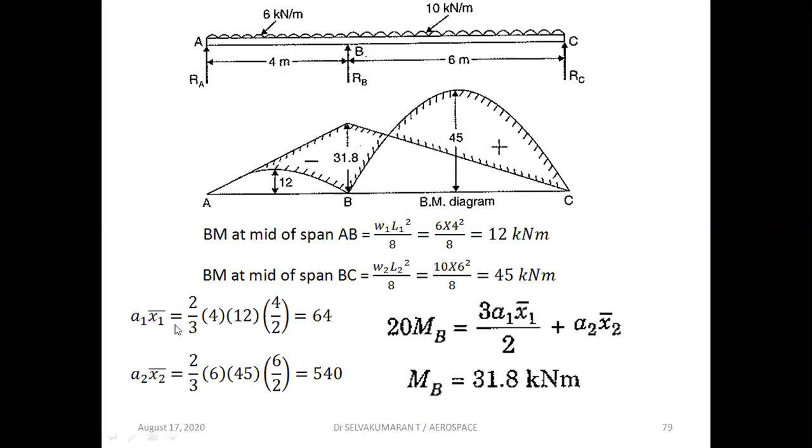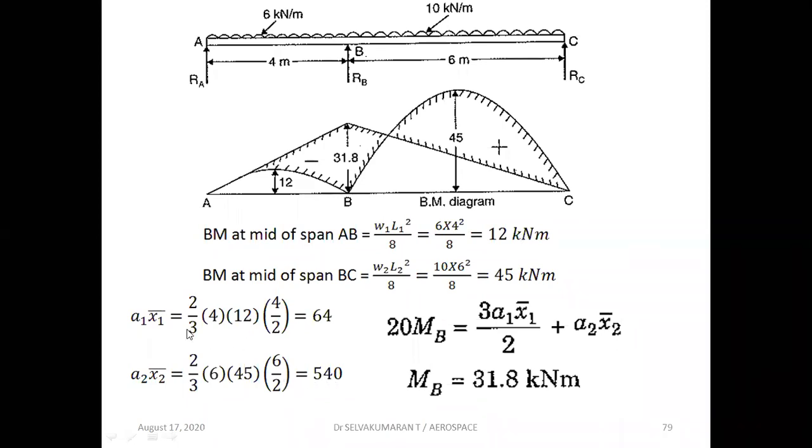Now A1 x1 bar. A1 is the area of the bending moment diagram on span AB. So the area of the parabola is 2 by 3 into this length and this height. So 2 by 3 into 4 into 12 is the area. Here is the CG, half of the length, so 4 divided by 2 from A. So 64 is A1 x1 bar. Now A2 x2 bar, A2 is the area of the bending moment diagram due to vertical loads on span BC. So 2 by 3 into 6 into 45 is the area. And half of the length from C is x2 bar. So 6 by 2 is nothing but 3. So 540 is A2 x2 bar.